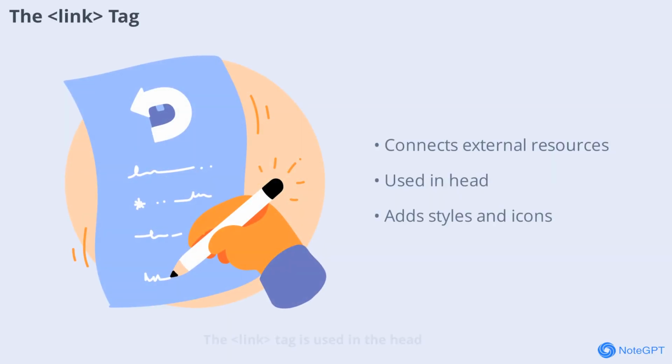The link tag is used in the head to connect your HTML document to external resources like CSS stylesheets or icons. It's a self-closing tag and is essential for adding styles and functionality to your website.